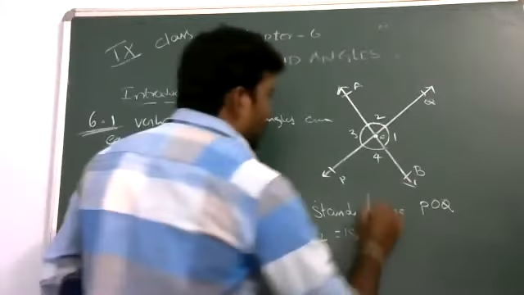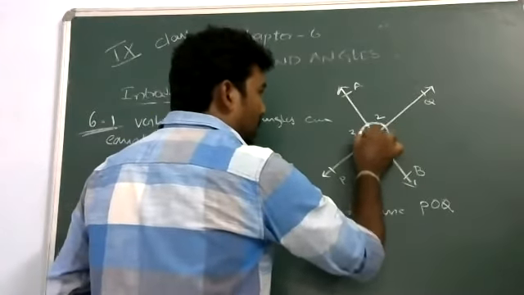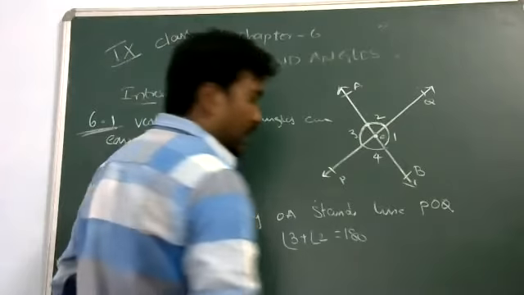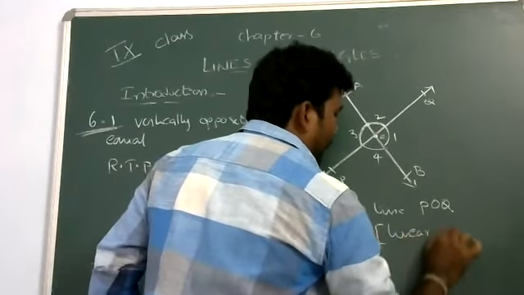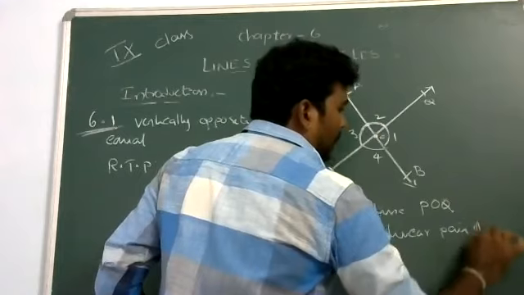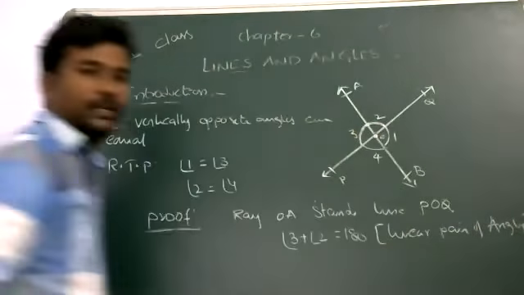Why? Because these two are adjacent and this symbol represents a straight angle. So then this one is a linear pair of angles. Okay, first one completed.